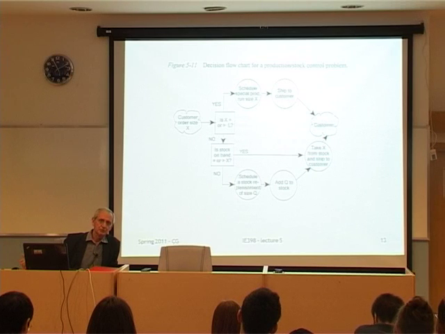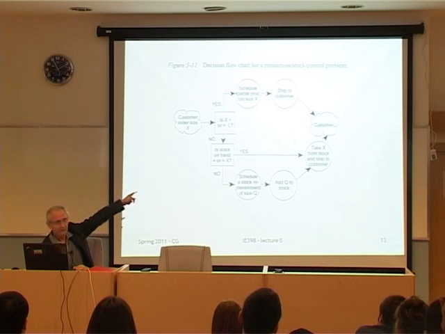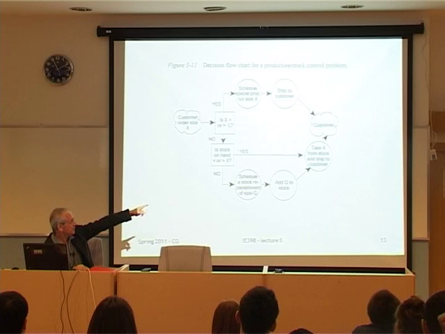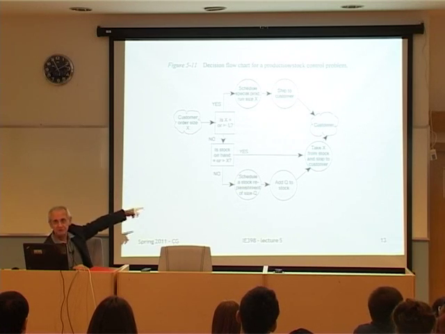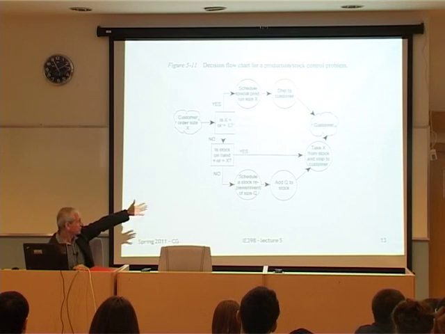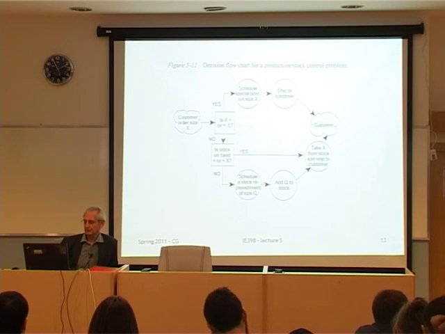inventory, from your stocks. So you check whether there is enough inventory to satisfy this order. If the answer is yes, then you take X from stock and ship it to the customer. If there is not sufficient inventory, then you have to replenish your stocks, etc. So this sort of decision flow chart is also useful in understanding.